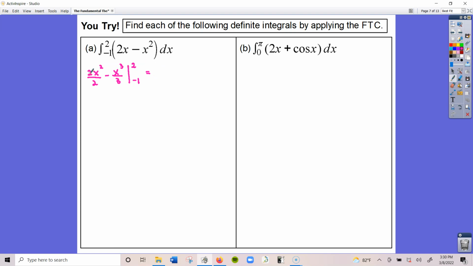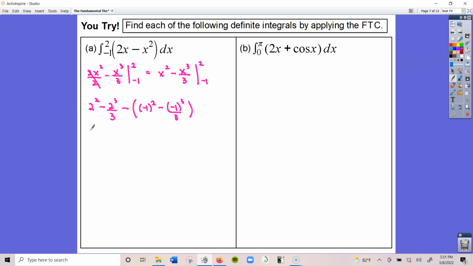I'm just going to simplify this because these 2's here will cancel. So x squared minus x to the third over 3. And please do not forget the bar with your limits of integration, just so that it's easy to keep track of what you're doing. So you always plug in the top number first. So this would be 2 squared minus 2 to the third over 3. And now we subtract when I plug in the lower limit. So that's going to be negative 1 squared minus negative 1 to the third over 3.